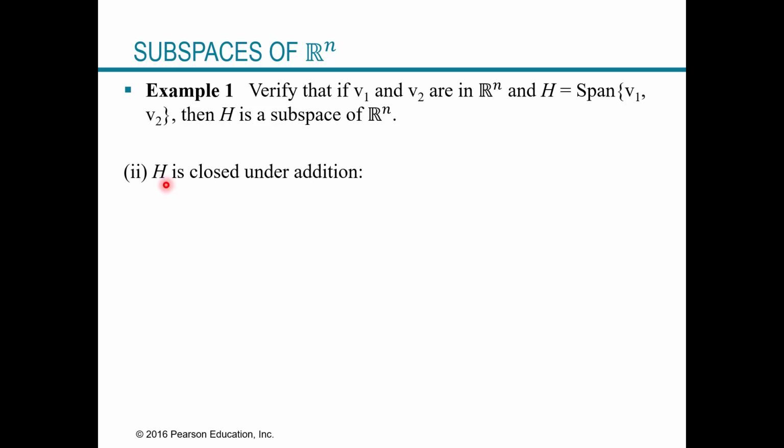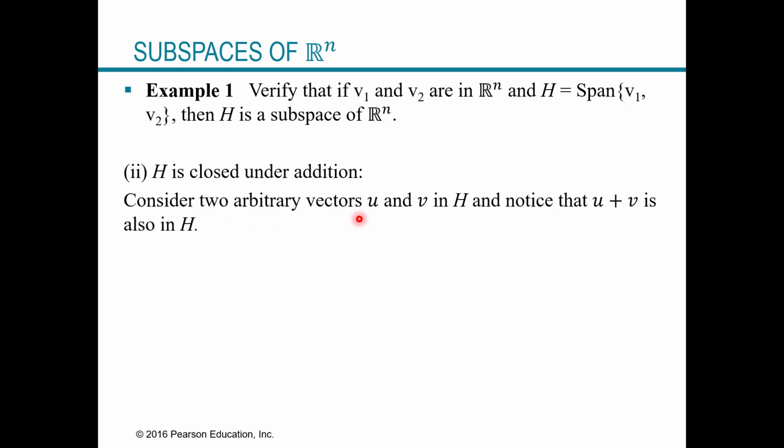Property 2, H is closed under addition, and here's why. Let's consider two arbitrary vectors, u and v, in our set H. And we're going to notice that when we add them, the result is also going to stay in H. In general, let u be c1 times v1 plus c2 times v2, and v is very similar. Notice u is a linear combination of vectors v1 and v2, and v is a linear combination of vectors v1 and v2.